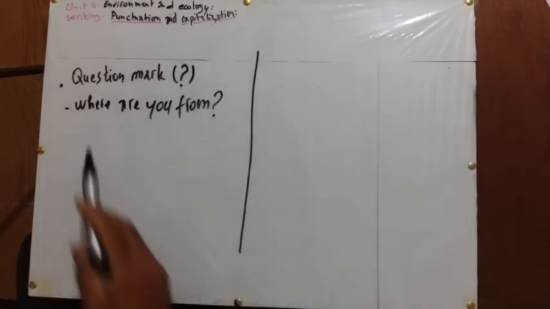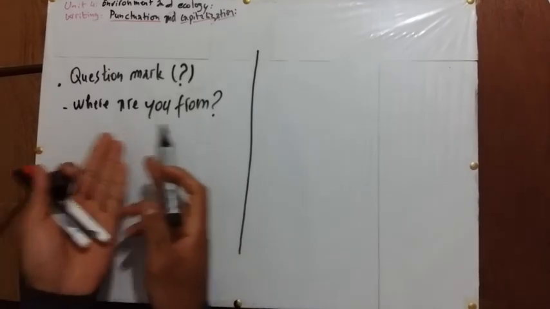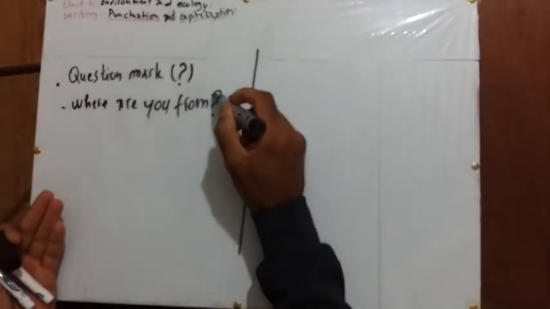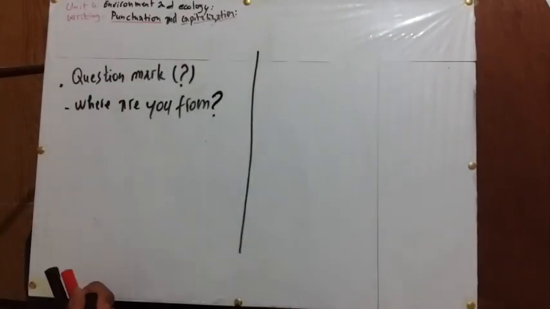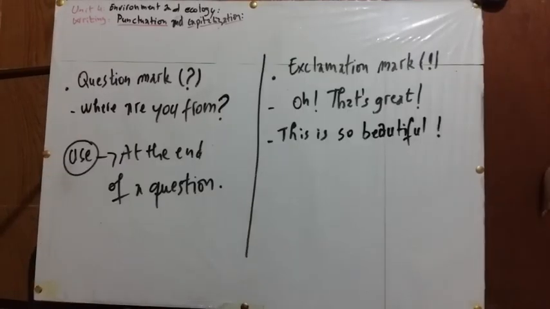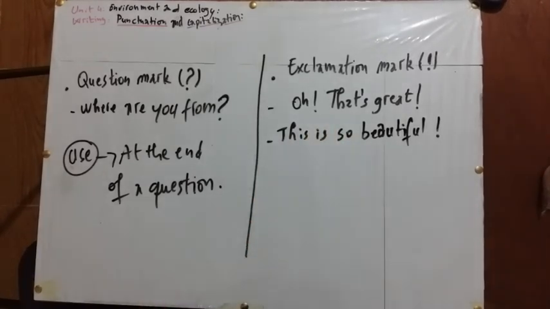Now, let's talk about the question mark, which is the easiest one. So, where are you from? Where are you from? I ask a question, so I finish it with a question mark or an interrogation mark, okay? You can say a question mark or an interrogation mark. So, we use it.